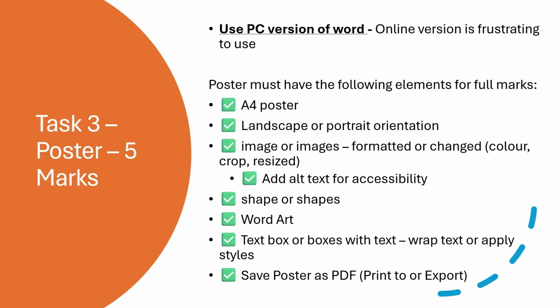The poster must have the following elements for full marks. It can be A4, portrait or landscape. You need to insert an image and change it. Insert alt text for accessibility. I'll explain that in a minute. You have to put in a shape and modify the shape. You have to put in word art, text box with text and modify the text. And then you need to save the poster as a PDF.